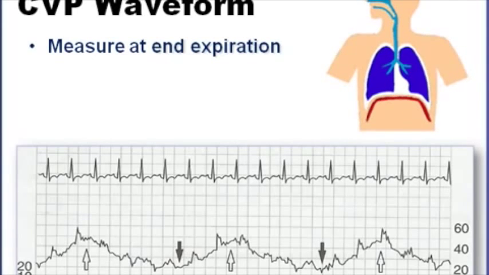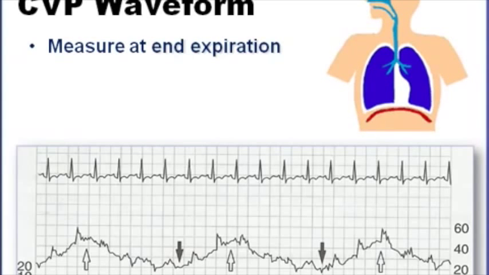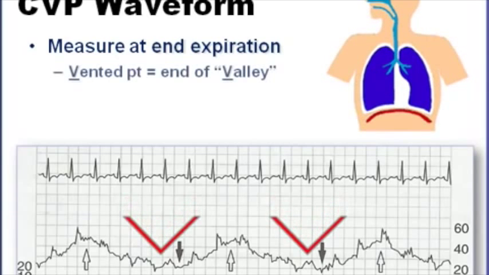So if your patient is ventilated, or if they're spontaneously breathing and you have respiratory variation, so the up and down movement of the waveform on your printout, your numbers are going to be different, and where you evaluate your A wave is going to be different. So how I remember this is for ventilated patients, V: valley, vent. You're going to measure end expiration at the end of the valley on ventilated patients. And that's because on a pressure type of ventilator, the air is being forced into the lungs.